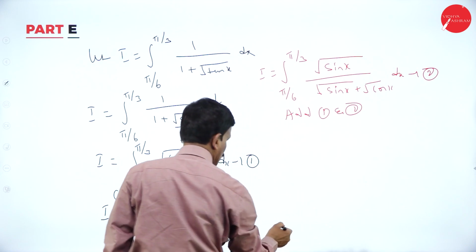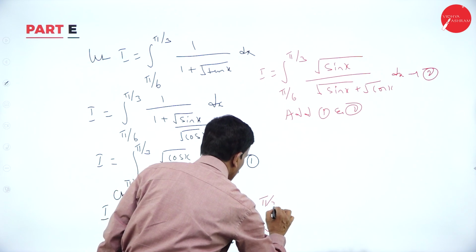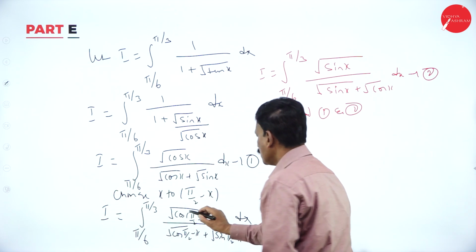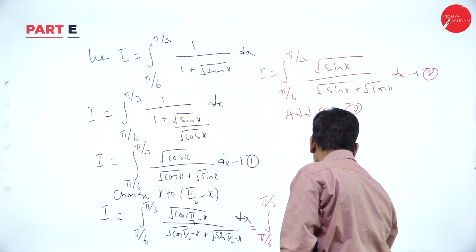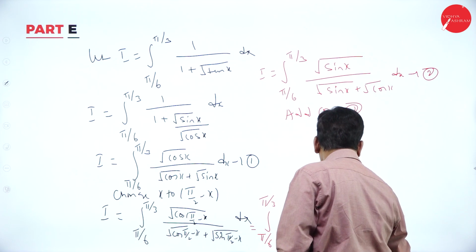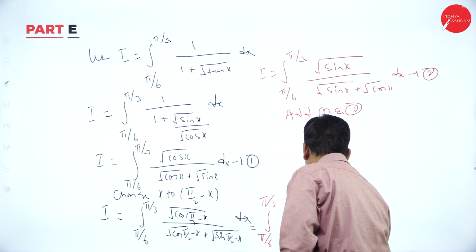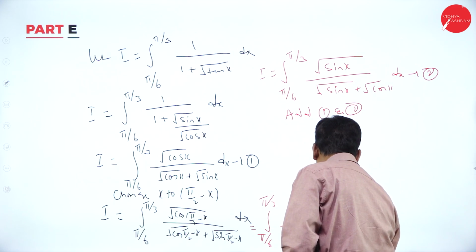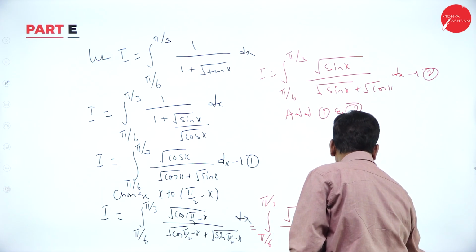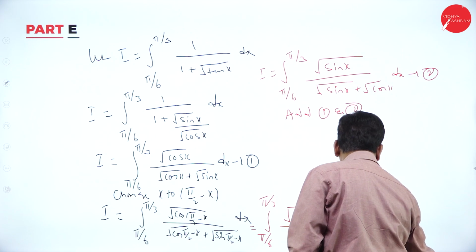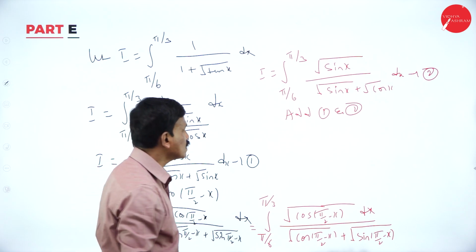This is nothing but the integral from pi by 6 to pi by 3 of root of cos of pi by 2 minus x, divided by square root of cos of pi by 2 minus x plus root of sin of pi by 2 minus x. So, cos is converted to sin: cos 90 minus theta is sin theta, sin 90 minus theta is cos theta.